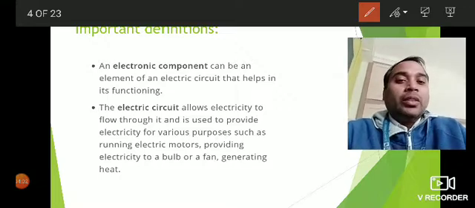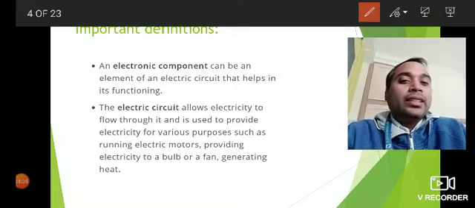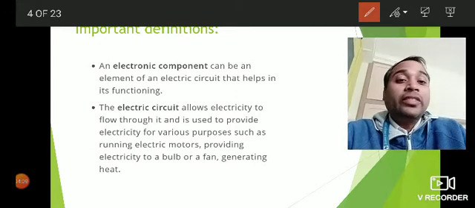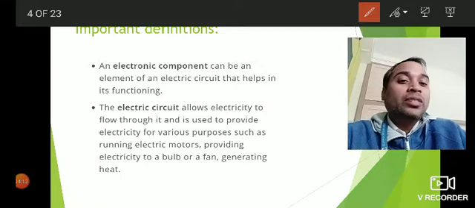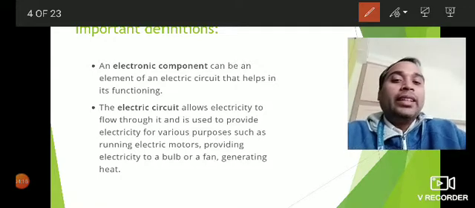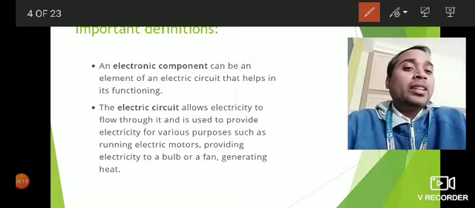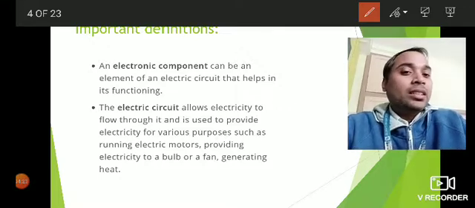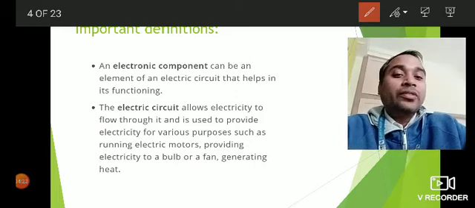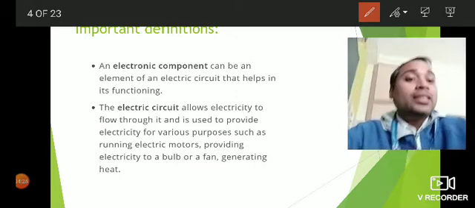Then what is an electric circuit? The electric circuit allows electricity to flow through it and is used to provide electricity for various purposes, such as running electric motors, providing electricity to a bulb or fan, or generating heat. Basically without an electric circuit no electrical appliance will work. So we need a circuit so that electrical appliances such as fans, motors and other things work.